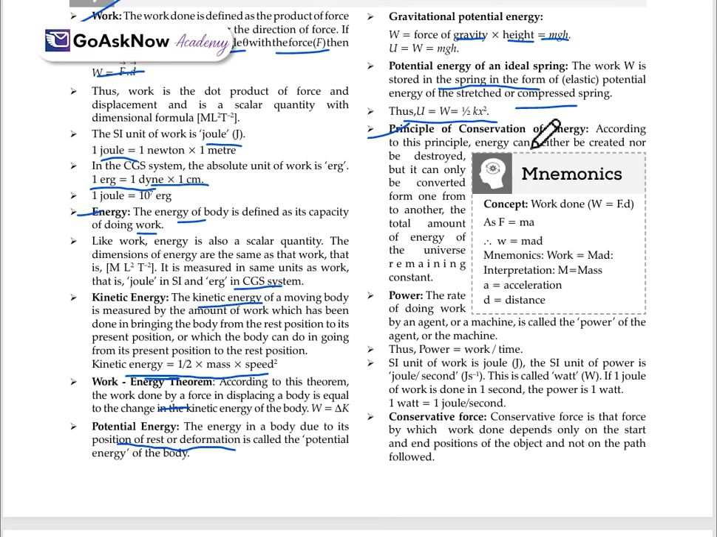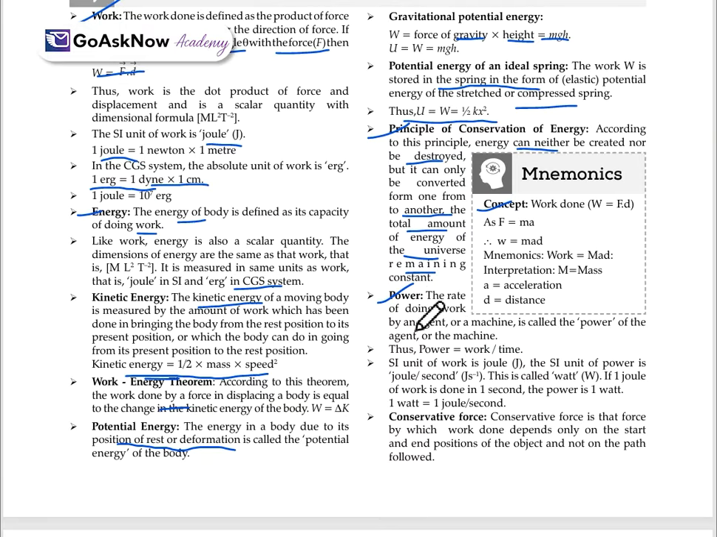Principle of conservation of energy. According to this principle, energy can neither be created nor destroyed, but it can be converted from one form to another. The total amount of energy in the universe remains constant. There are some points which we need to remember. W is equal to F d, and F is equal to ma, so W is equal to m a d, where m is mass, a is acceleration and d is the distance. Now moving to the next, power.